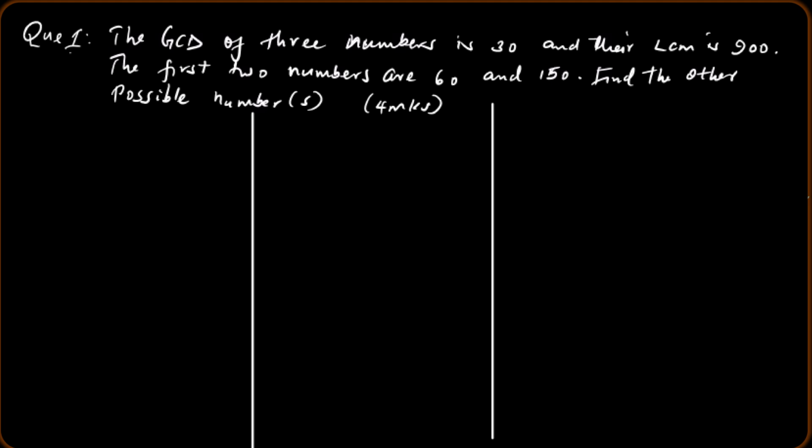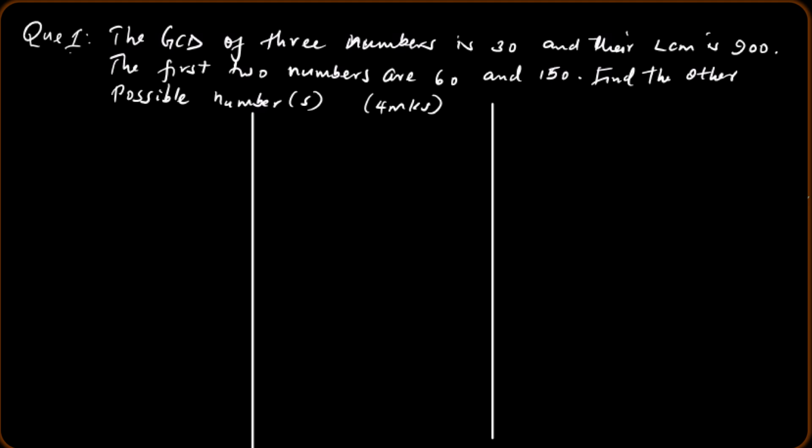Now, for you to be able to work out this one, you need to express the GCD, the LCM, and the two numbers to their prime factors. Again I repeat, you express the GCD, the LCM, and the two numbers to their prime factors. Let's start.